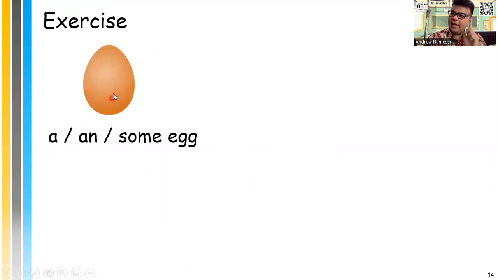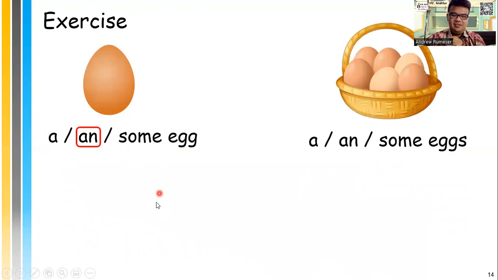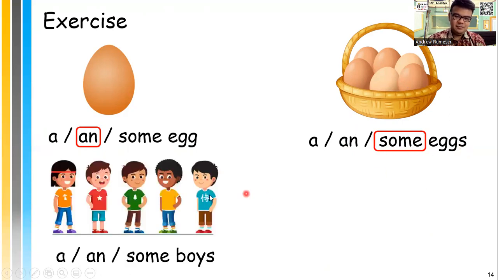Okay, it's one egg, right? So do we say a egg, an egg, or some egg? Which one? That's right, an egg, not a egg. Why? Because egg starts with the letter E, which is a vowel, right? A, E, I, O, U, E here. Look at the eggs. So do we say eggs, an eggs, or some eggs if it's more than one? Remember? Yes, we use some eggs, right?